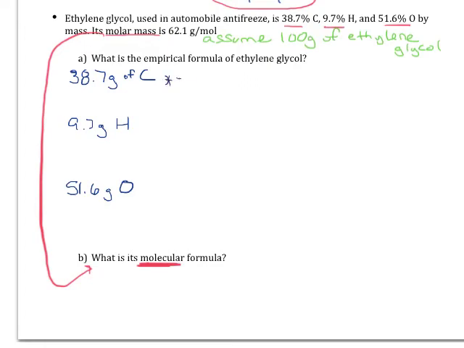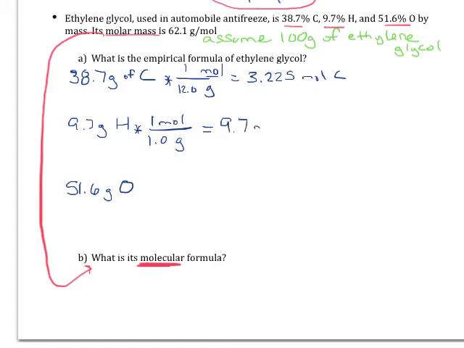We're going to do exactly the same thing we did before. We want to change all of our grams into moles because chemical formulas tell us mole ratios between atoms. So for every 1 mole of carbon, we've got 12.0 grams, which means we've got 3.225 moles of carbon. Hydrogen, every 1 mole weighs 1 gram. Again, I know it doesn't look like this calculation changes anything numerically, but we need it to change the units so that we now have 9.7 moles of hydrogen.